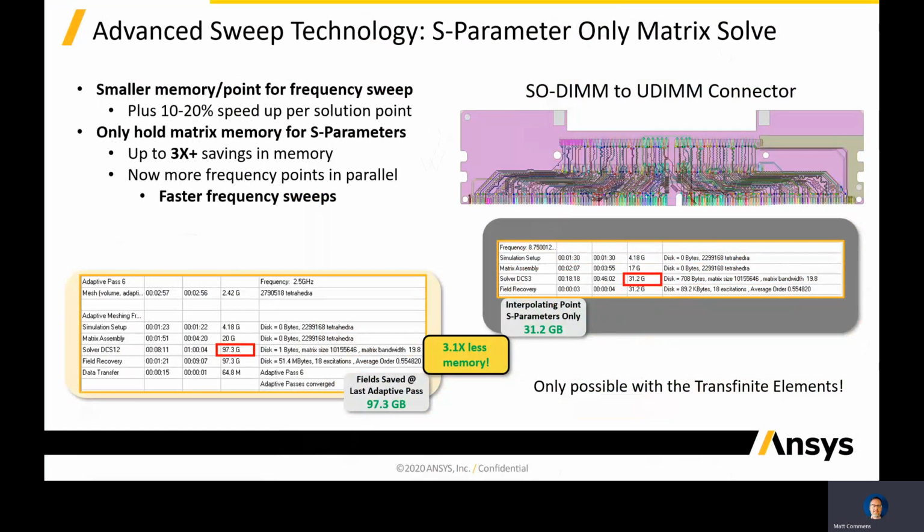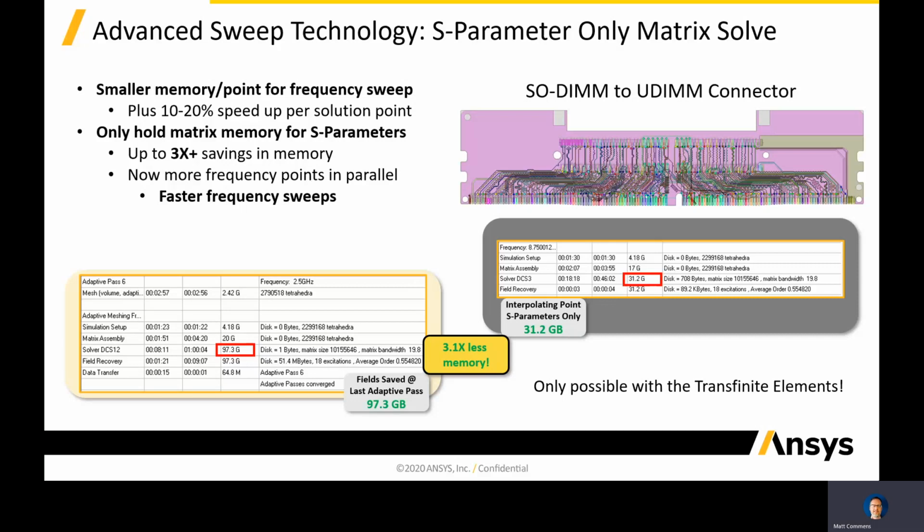There's another advanced sweep technology that's very, very powerful and very valuable for HFSS. We call it S-Parameter only matrix solve. And this is a solution technology that comes to us because we're leveraging the transfinite element method highlighted in the previous presentation on HFSS technology. And this technique gives us a smaller memory footprint overall for frequency sweeps when we're not saving fields. In addition, it gives us a slight speed up in overall solution time. But the memory savings can be tremendous, up to 3x or even more, again, depending on the product.